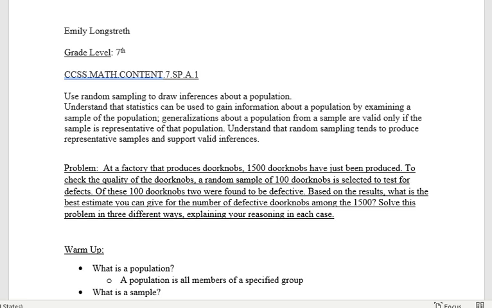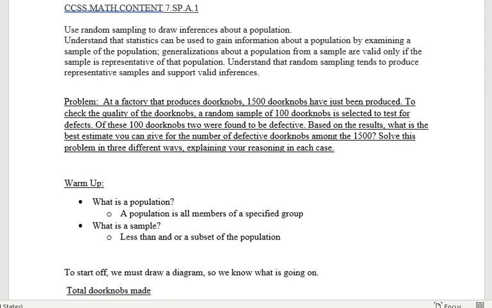For starters, we need to know what a population and a sample are. Well, we've learned that a population is all members of a specified group. And we've also learned that a sample is usually less than the population and is a subset of the population. A random sample is when you randomly choose the sample from the population. In our problem, the random sample is the 100 doorknobs that were selected for testing, and the population is the 1,500 doorknobs that were made at this factory.